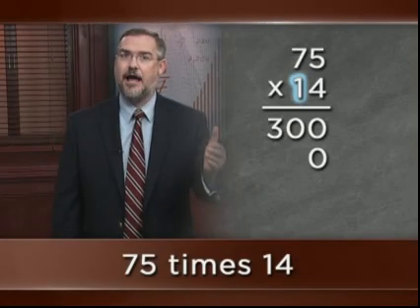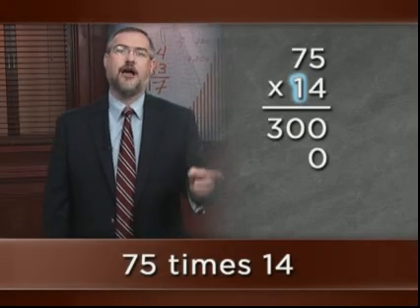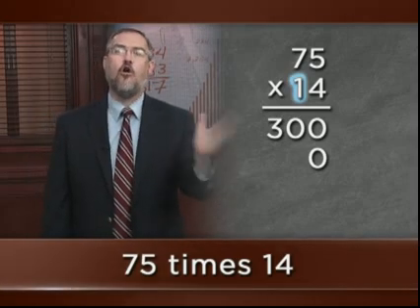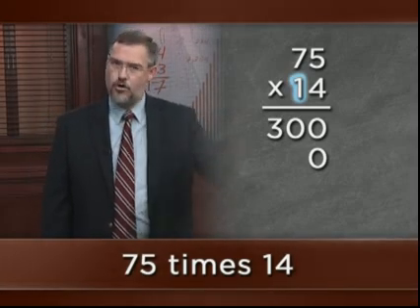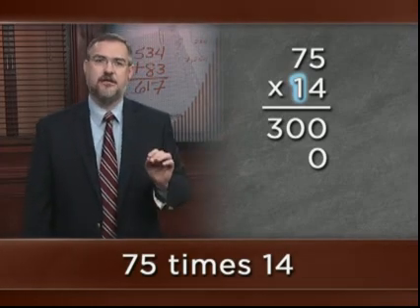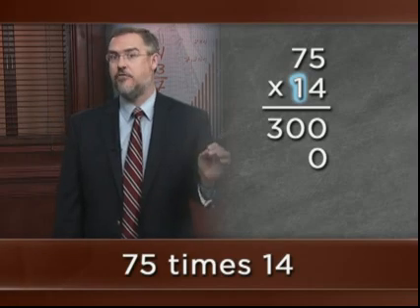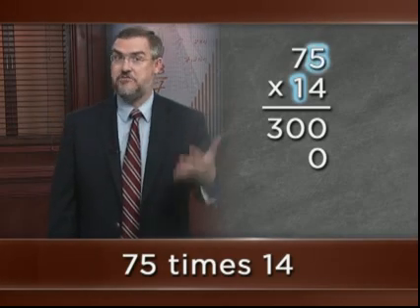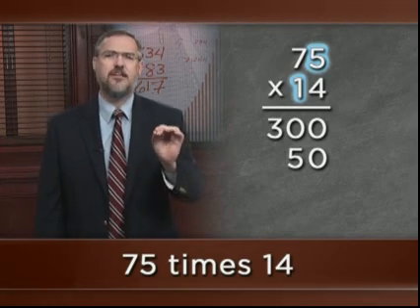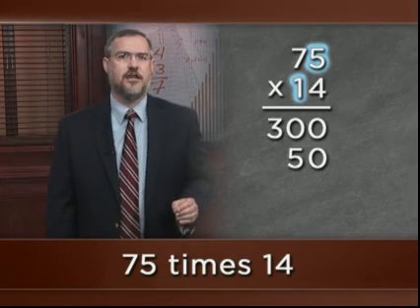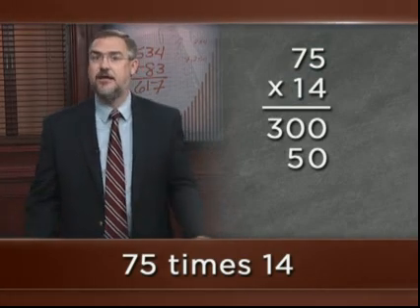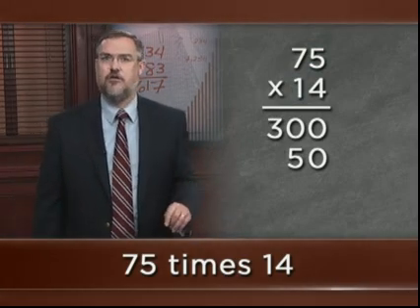And now, after having written that 0, I start multiplying that 1 that's in 14 with all of the digits in 75, working right to left just as before. So that's going to mean I want to take the 1 and multiply it with 5. 5 times 1 is just 5. And so I'm going to write a 5 just to the left of that 0 that I just wrote in the answer location. There's no carrying here because 5 is less than 10. It's only 1 digit long.